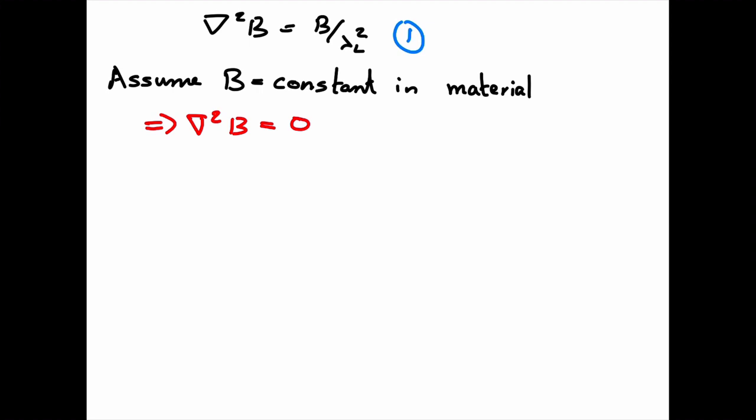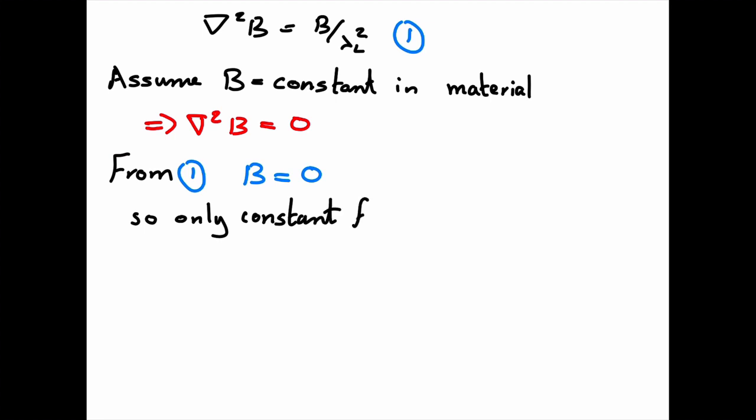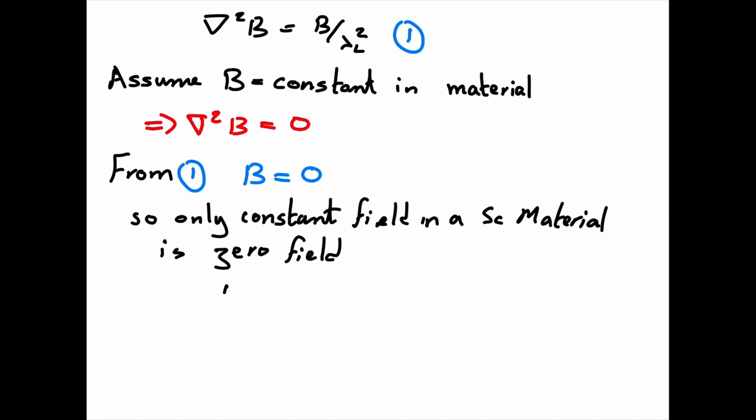But from equation 1, the only way that del squared B is equal to 0 is if B itself is equal to 0. So the only constant field in a superconducting material is 0 field. And this is the Meissner effect.